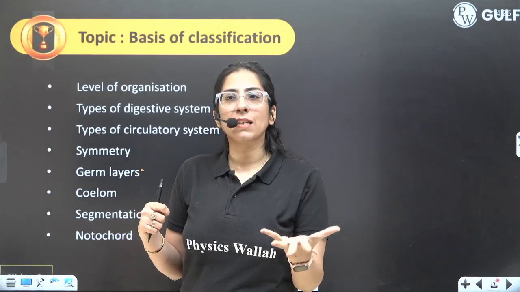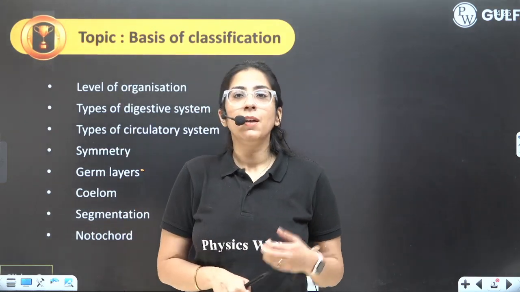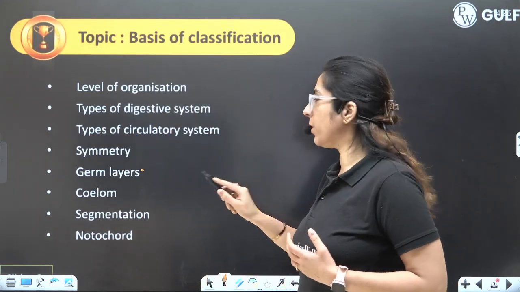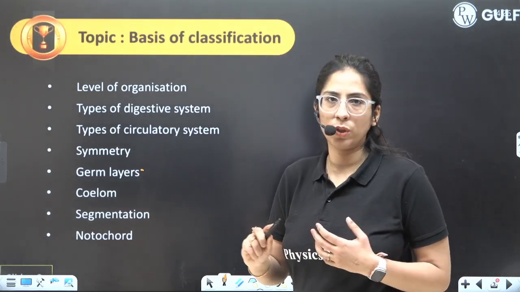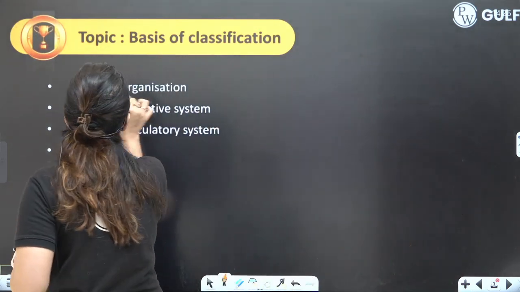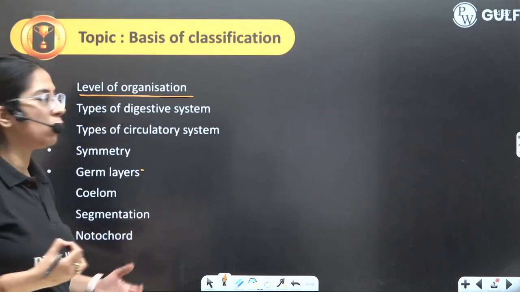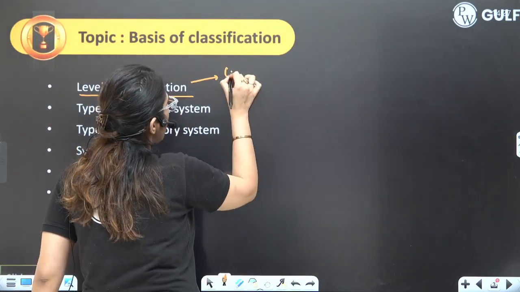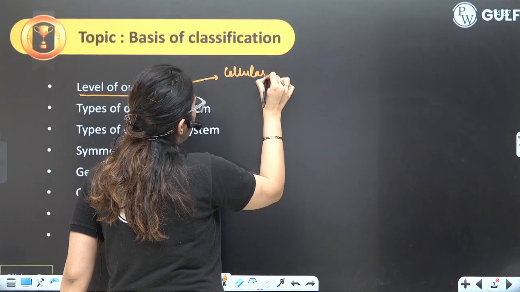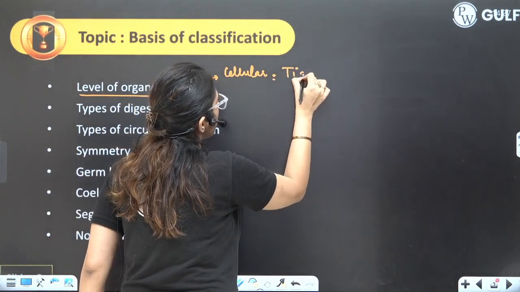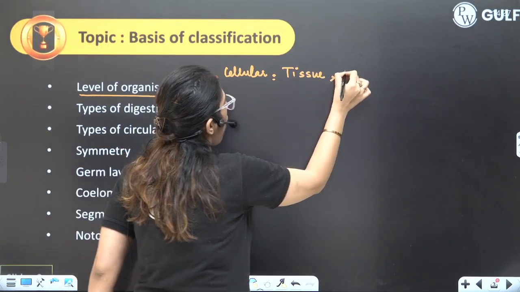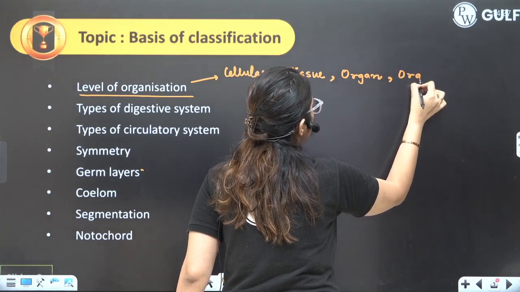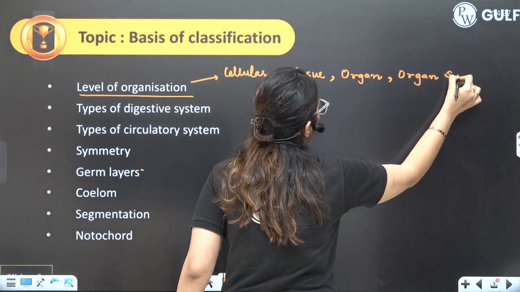What are these characteristics? The characteristics are: level of organization, types of digestive system, types of circulatory system, symmetry, germ layer, coelom, segmentation, and notochord. First, let's talk about the level of organization. Some organisms which you will study soon have cellular level of organization. Cellular level. Some have tissue level of organization. Some have organ level of organization. Some have organ system level of organization.